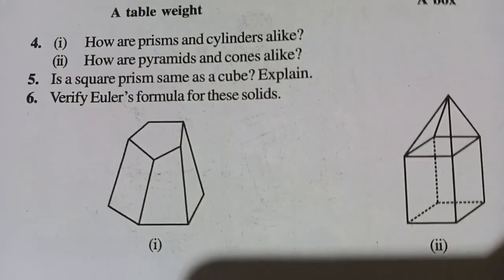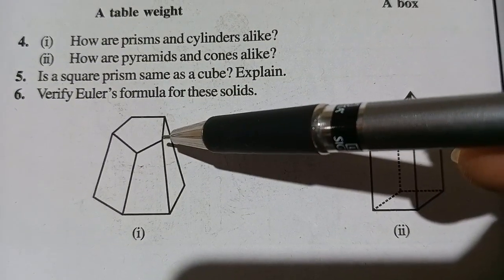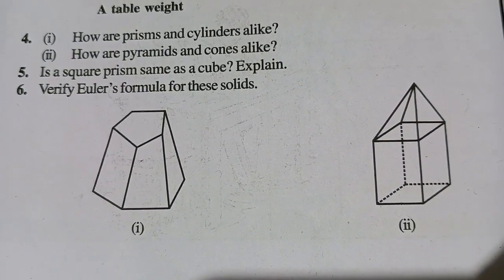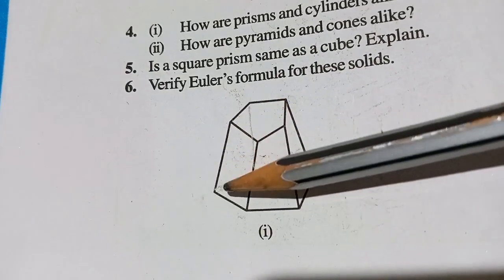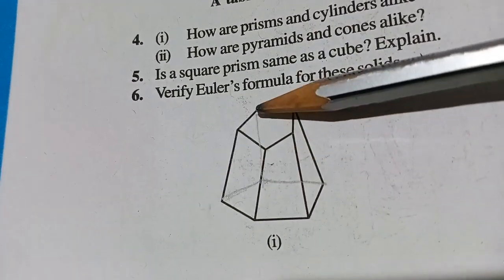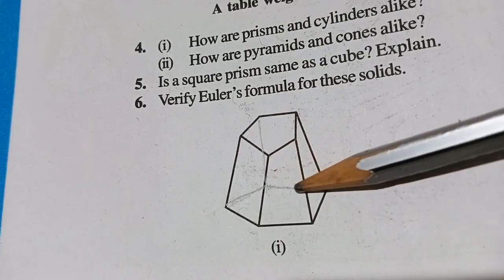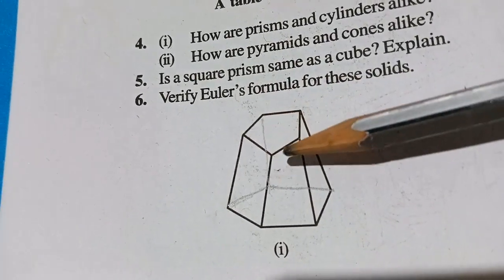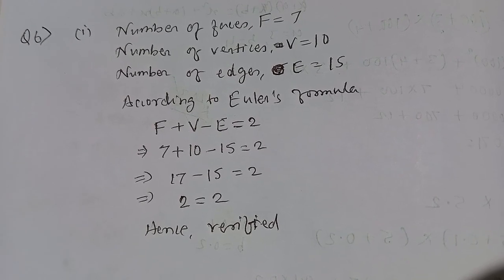For these figures, you have to take out the number of faces and the number of edges. Then you have to put them in the formula and check it. So first of all, you have to make the diagram nicely. Here in the back side also you have to make the line. So this is one edge, then this is another edge, and this is another edge. Now you have to count the number of faces, number of edges, number of vertices, and put them in the formula. So now see how to verify the Euler's formula.